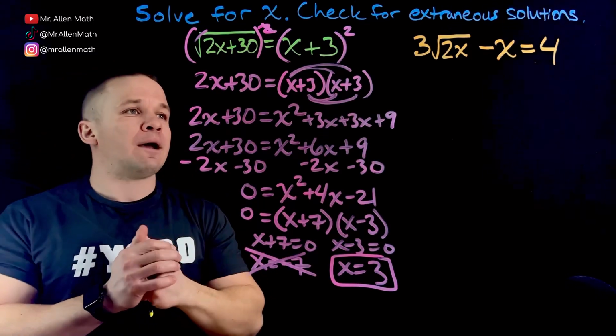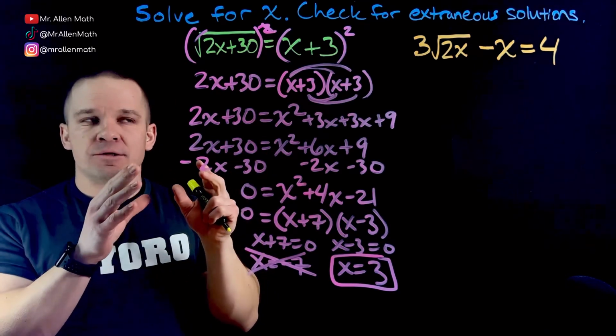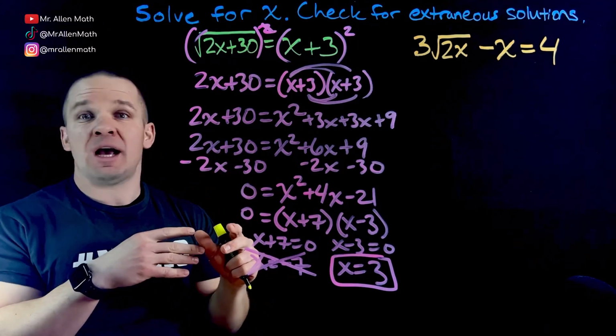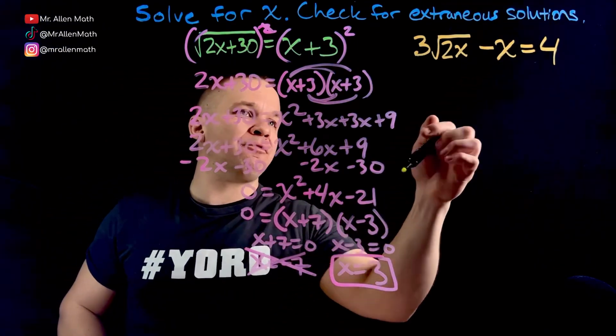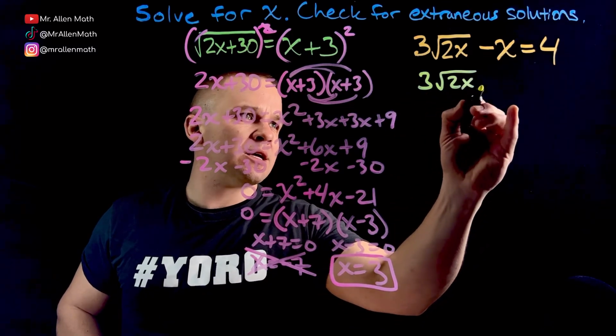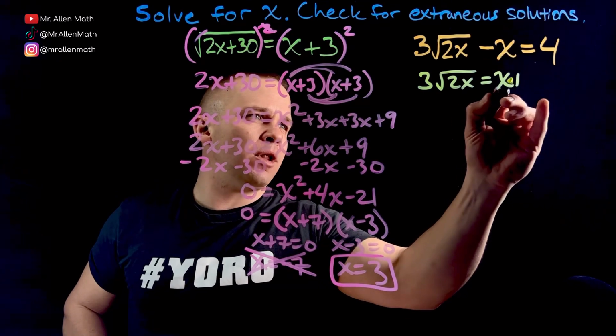We shall. Okay, so right now I don't have my square root isolated. I don't have my radical isolated, and that's not radical. So I'm going to add 4 to the other side. I'm going to have 3 times the square root of 2x equals, and I'm going to write it as x plus 4.